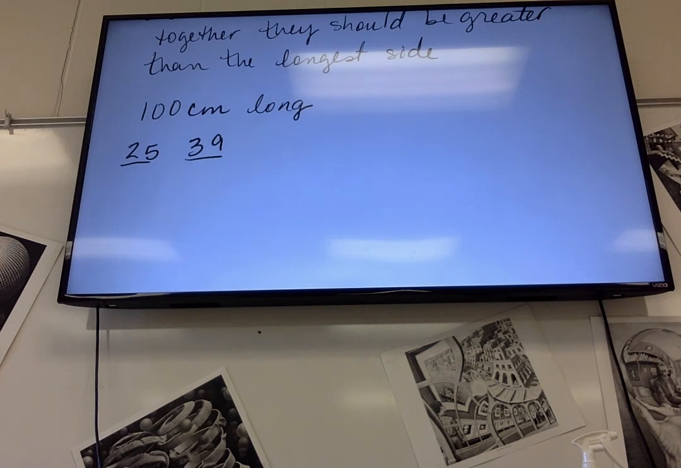To get that third side, what they had to do was add those two and subtract it from 100. So if I added 25 and 39, that's 64. That's where they got that fold at part, which you don't have to do. You can totally scribble out where it says fold at. And then 100 minus 64 is 36. So our third side was 36.